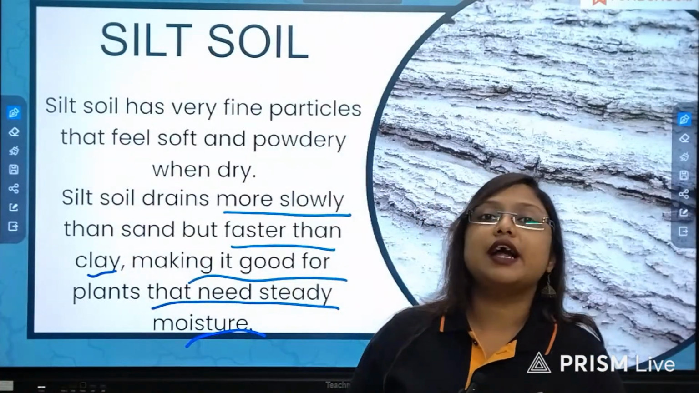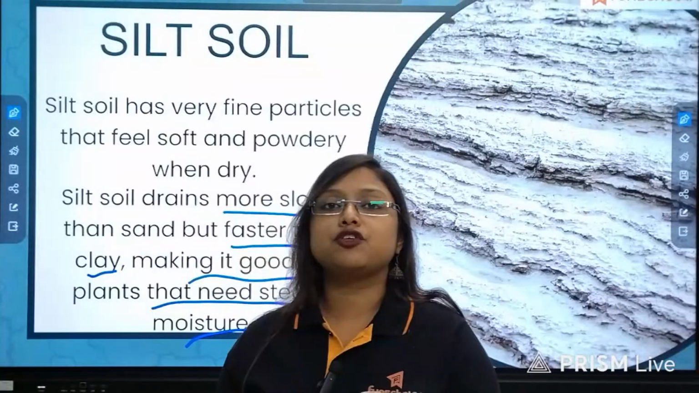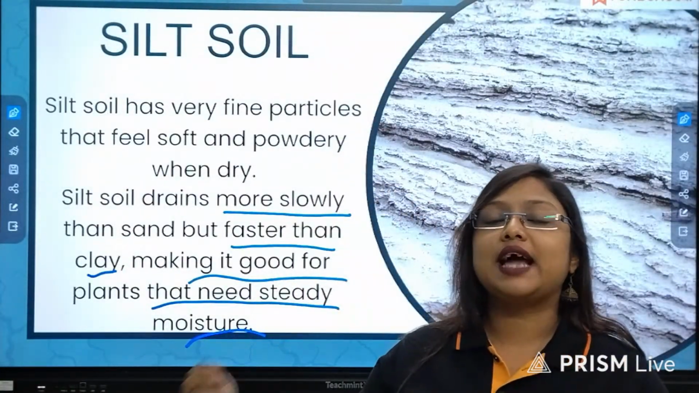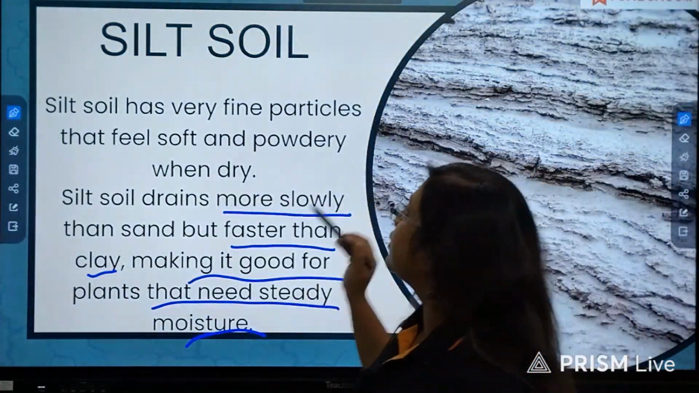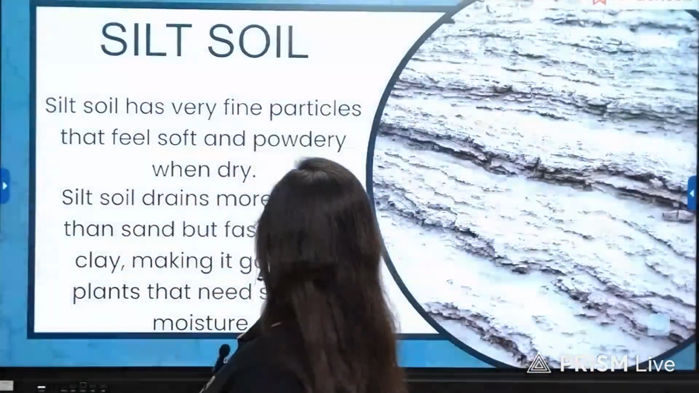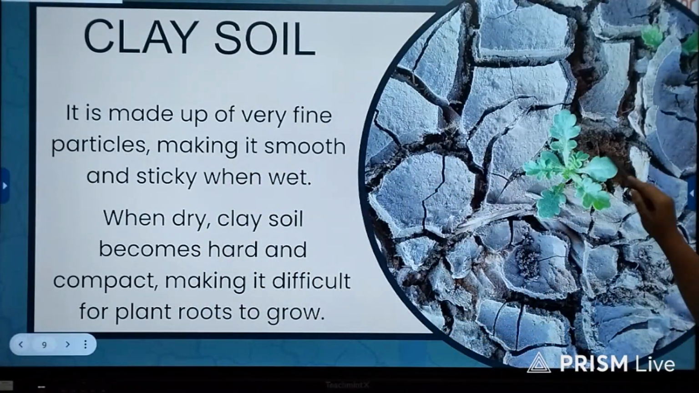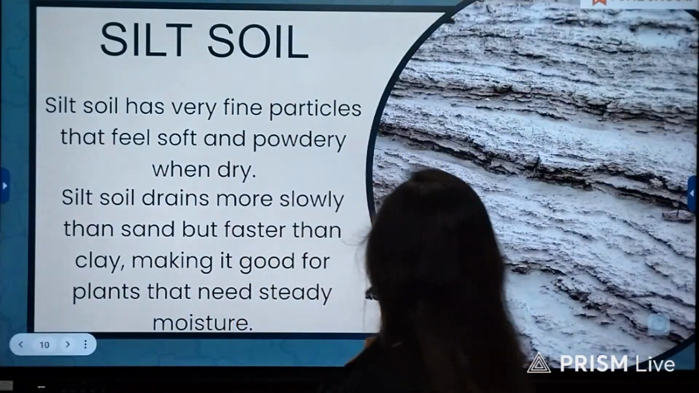If we want this kind of soil or this kind of plant production in the agricultural field, we want to plant that kind of plant, we need this slate kind of soil. Okay, and before that we have the clay soil. Here you can see the photo of that slate soil.